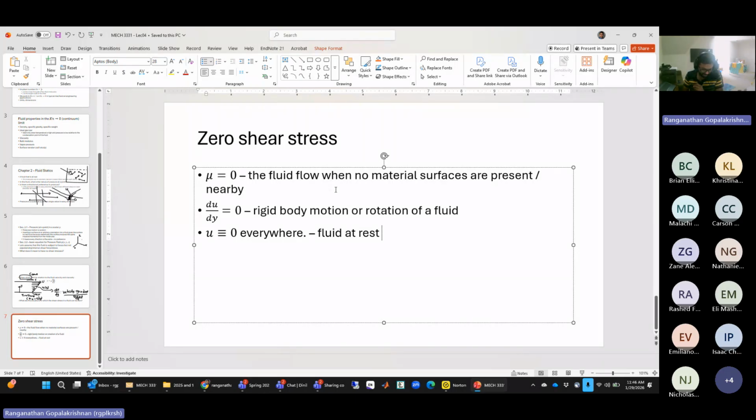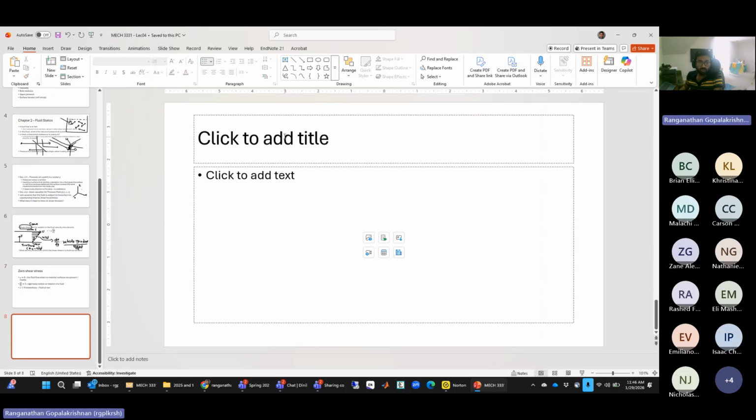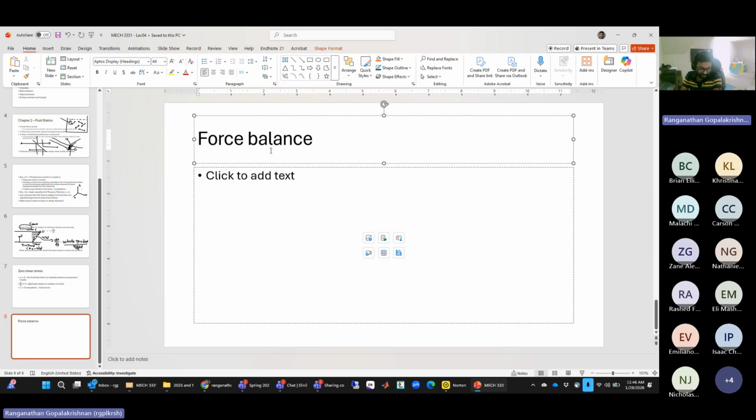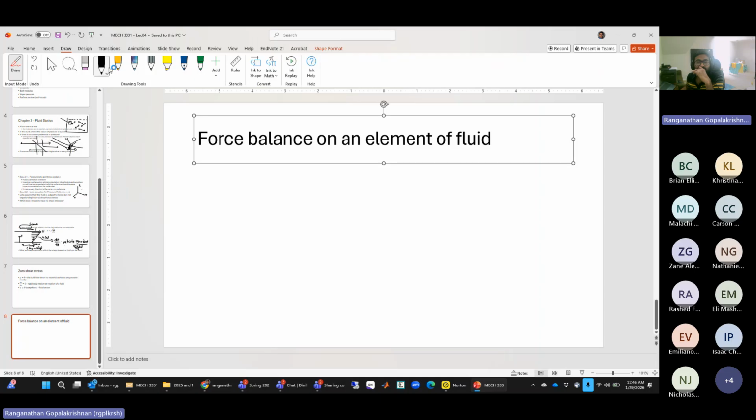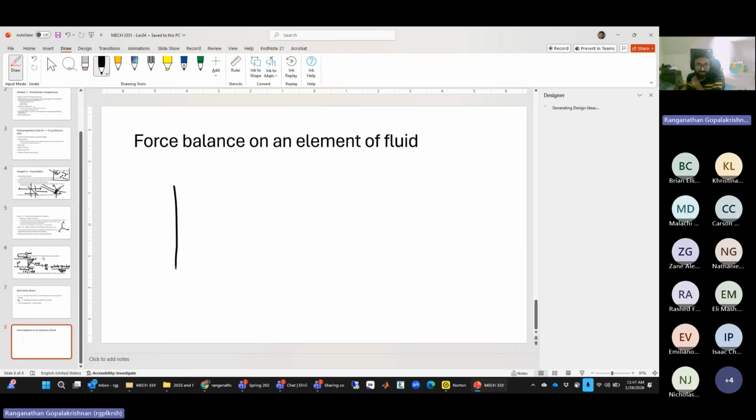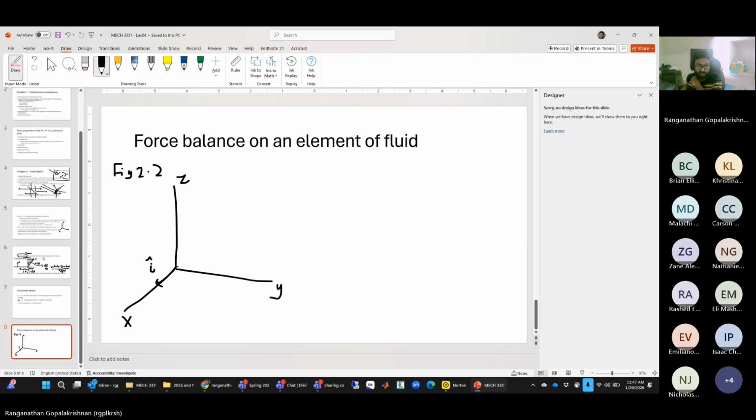Okay, so now we go into the actual definition. We want to do a force balance on an element of fluid. What is this force balance? Let's say I have a coordinate system. I'm basically drawing figure 2.2 from the book. If I were in class, I would draw this on the whiteboard, but I'm drawing it here. So this is X, Y, Z, with the i cap direction, j cap, and k.